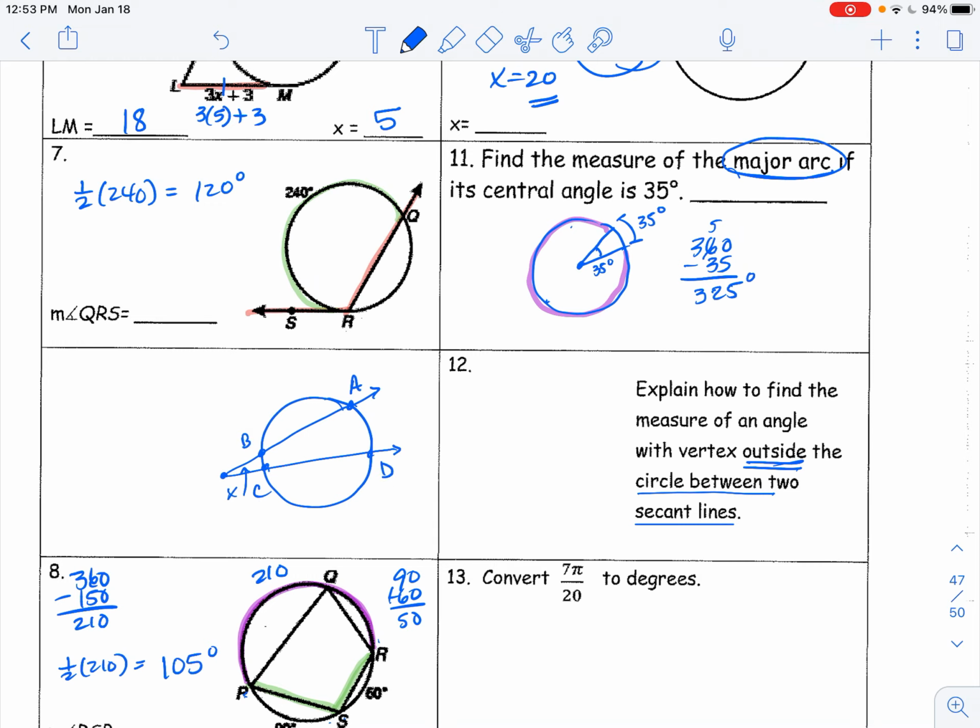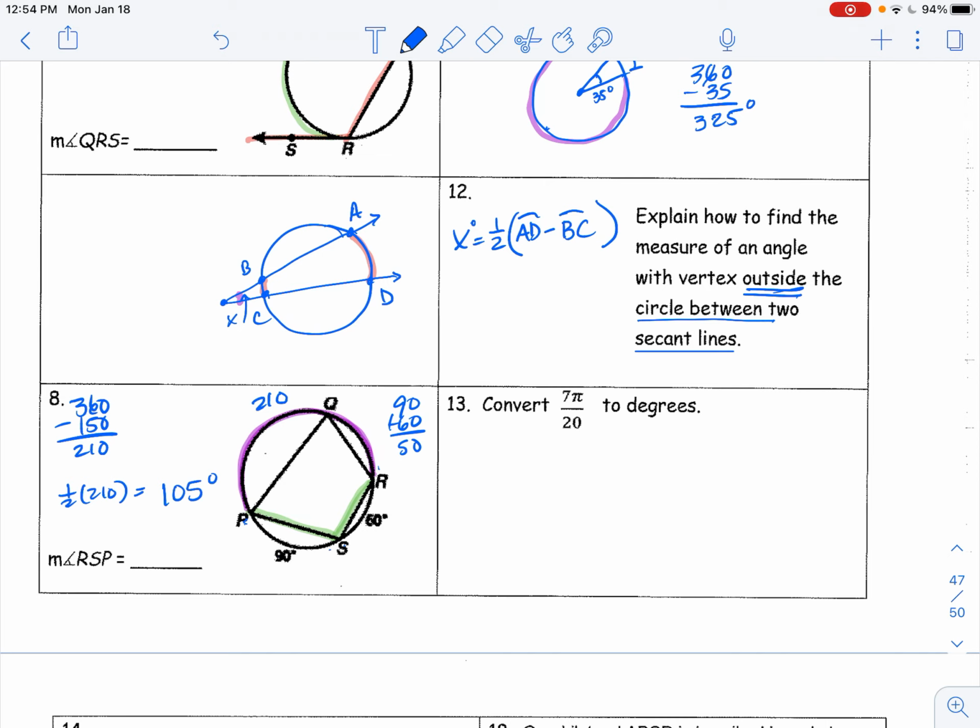C, and D. If I want to find this angle x, then I would need to take half of the difference of those arcs. The first arc is AD, and we say the first arc because that's the larger arc, subtract BC. We've got to subtract the larger minus the smaller, otherwise we'll get a negative. So that's how you do it.